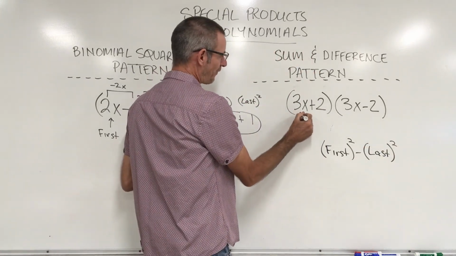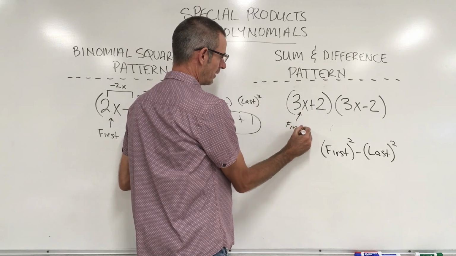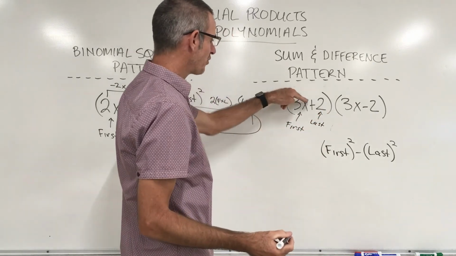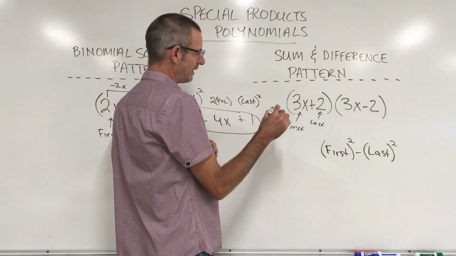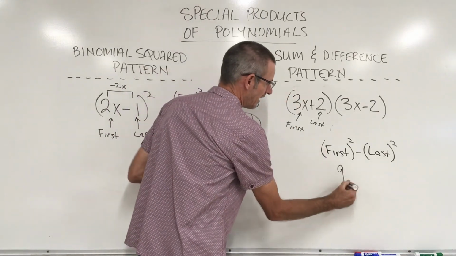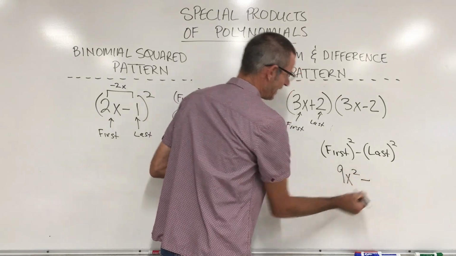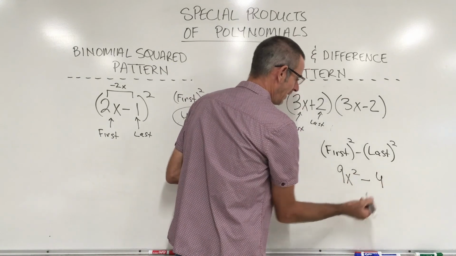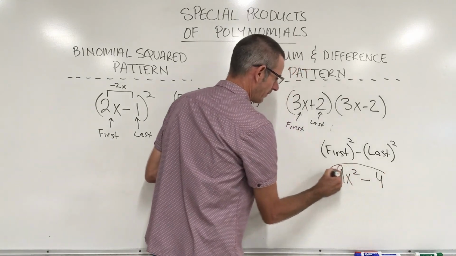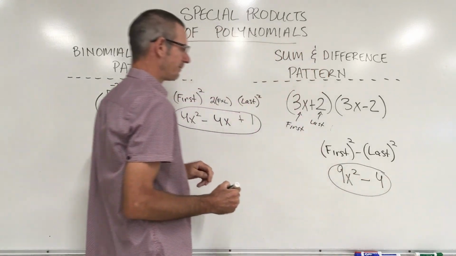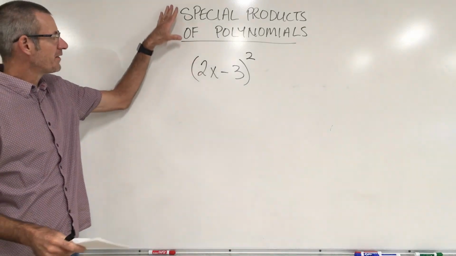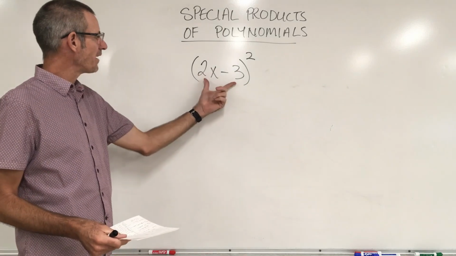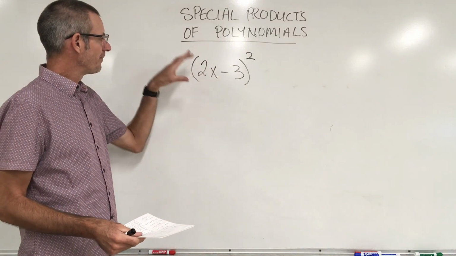So this is my first. This is my last. So if I take my first and square it, that means 3x times 3x, which is 9x squared, minus 2 times 2, which is 4, and that would be my answer. All right, so here's a special product to try for yourself. You're going to do the binomial 2x minus 3 squared.